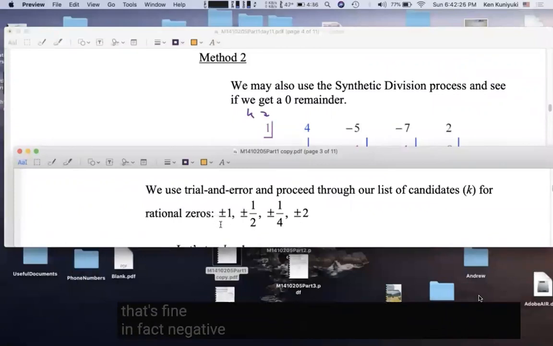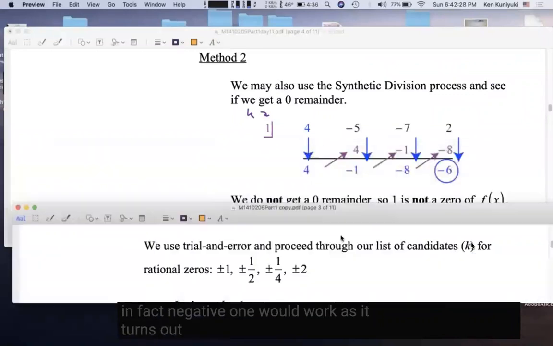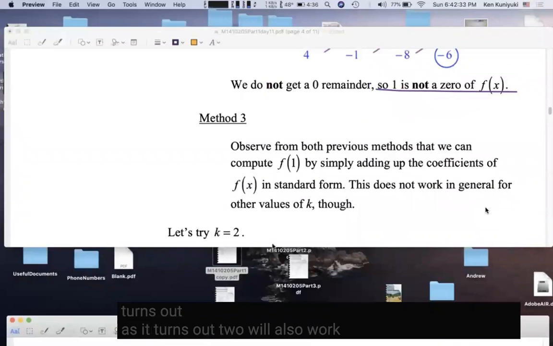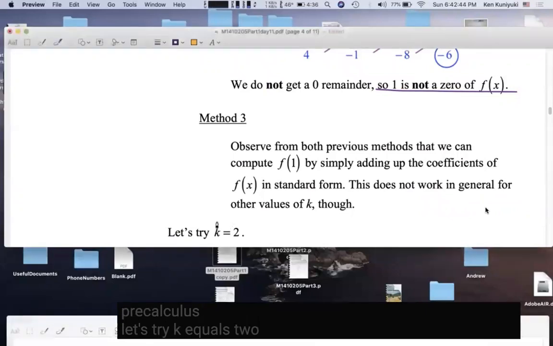That's fine. In fact, -1 would work as it turns out. As it turns out, 2 will also work. Again, we're following the thought process of our bird. Okay, who doesn't just have a bird brain? The brain's good enough to know pre-calculus. Let's try k equals 2 as our next candidate.